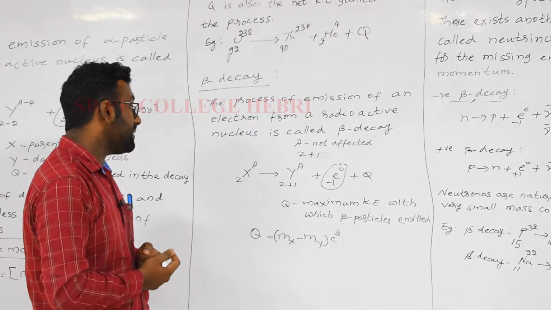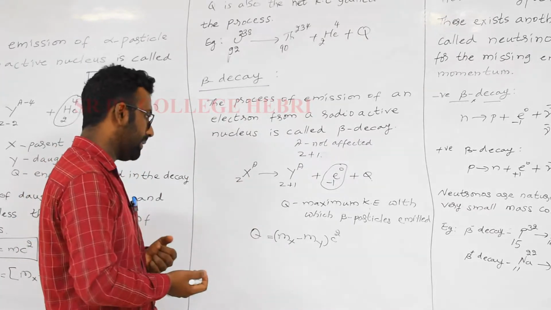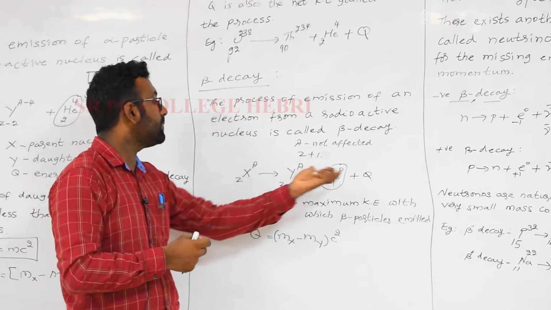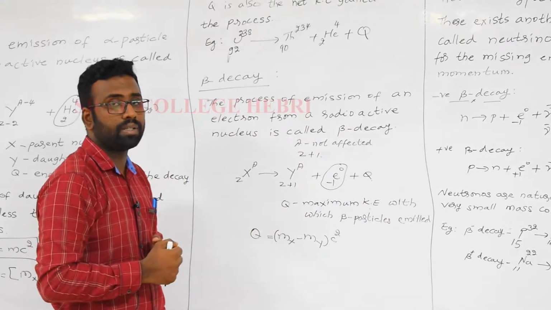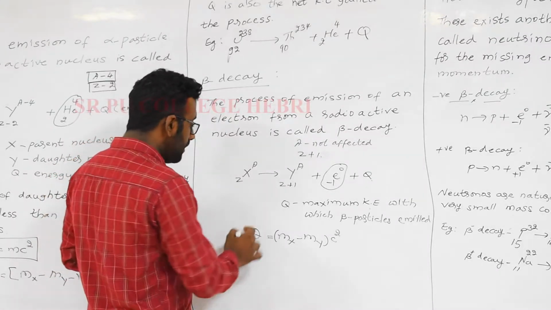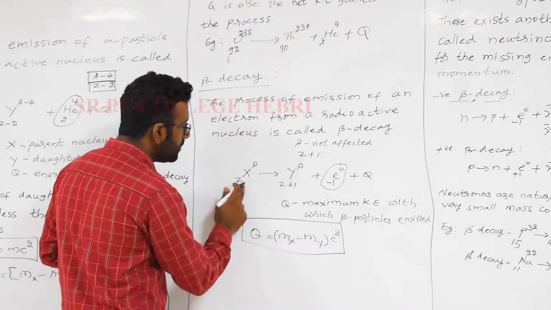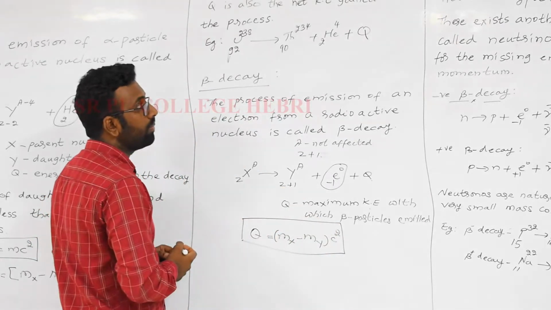Q can also be said to be the maximum kinetic energy with which the particles are emitted. Whatever change happens in the energy will be carried along with the beta particle. Now you can give the relation for this energy: Q is equal to mx minus my, the mass difference, multiplied by c square.